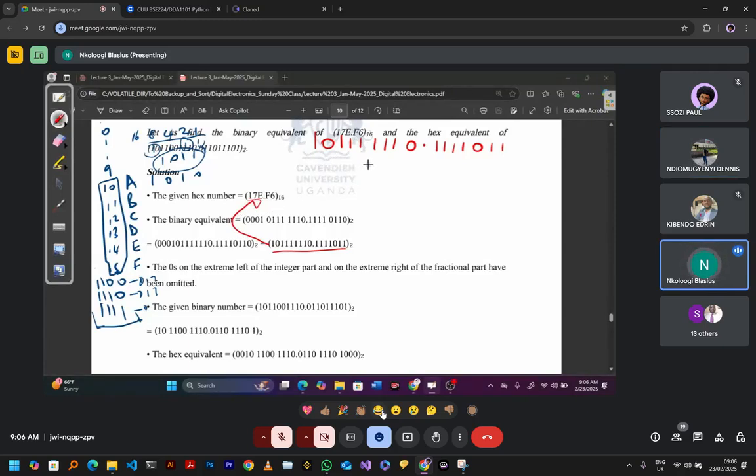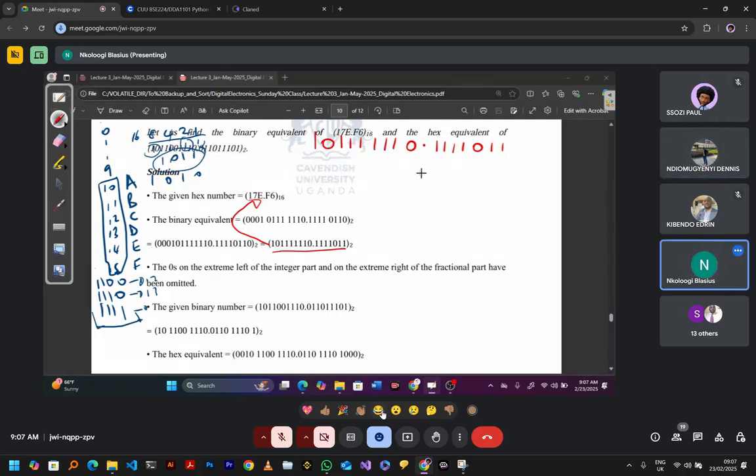So since we are dealing with base 16 and base 2, we group in what? In 4 bits, right? So let me just make sure everything is written well here. In 4 bits. Yes. There are 6 ones.